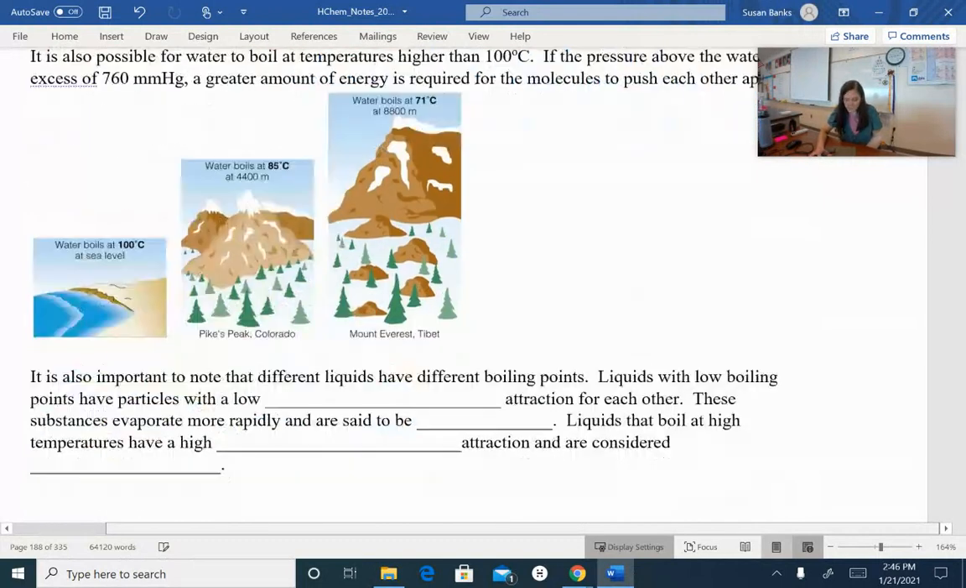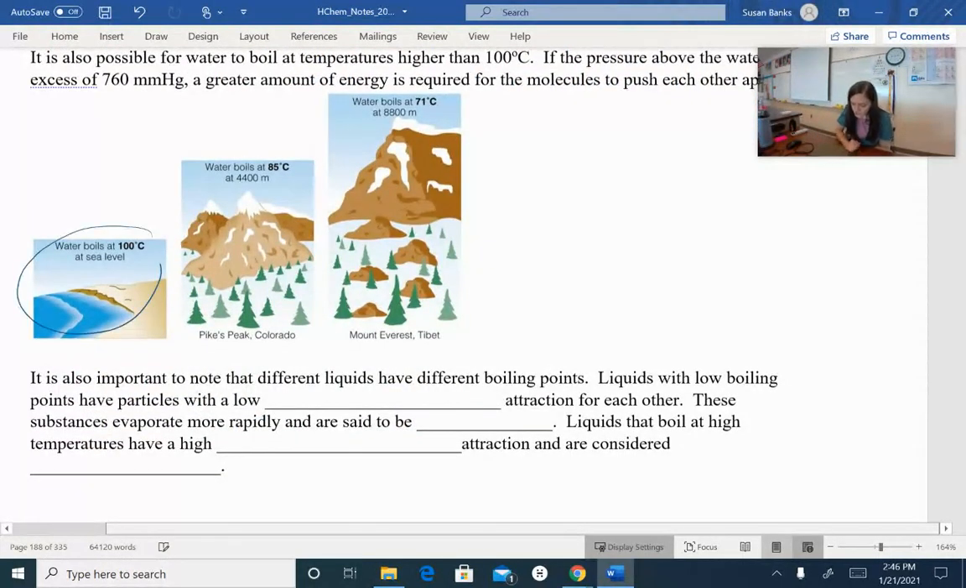Okay, so here's an example. Water boils at 100 degrees at sea level. If I go to Pikes Peak in Colorado, which is the highest peak, I believe, in the lower 48, it is about 85 degrees Celsius, because we're about 4,400 meters above sea level. If I go to Mount Everest, which is the tallest mountain above sea level in the world, it goes down to about 71. That's just because of lack of atmospheric pressure, because the higher we go up, the less atmosphere we have pushing down on us.